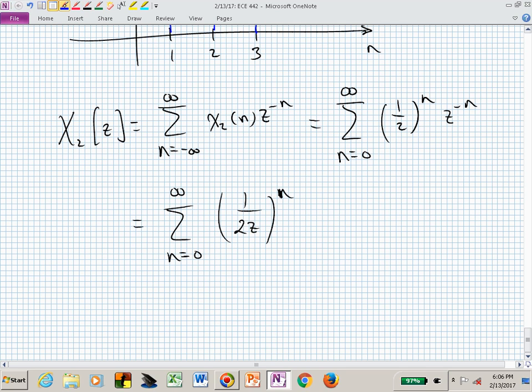And what's the common factor in this geometric series? What if we took the ratio of two adjacent terms in our series, what would that ratio be, or what's the common factor? 1 over 2z. And what do we want that common factor to be in order for this sum to be well behaved? We need it less than 1, because we're raising that to positive powers. So we need the magnitude of 1 over 2z to be less than 1, or we need the absolute value of z to be bigger than 1/2.